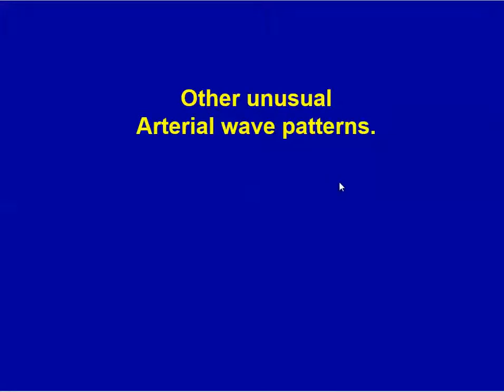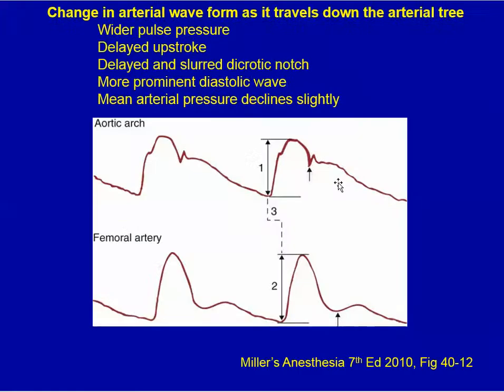There are also some unusual arterial waveforms of interest to us. One is the fact that the arterial waveform changes as it travels down the arterial tree. The upper tracing is from the proximal aorta and the lower tracing from the distal femoral artery. And what you see is the pulse pressure widens, the upstroke is delayed, there's a delay and slurring of the dicrotic notch, there's a more prominent diastolic wave, and mean arterial pressure declines ever so slightly.